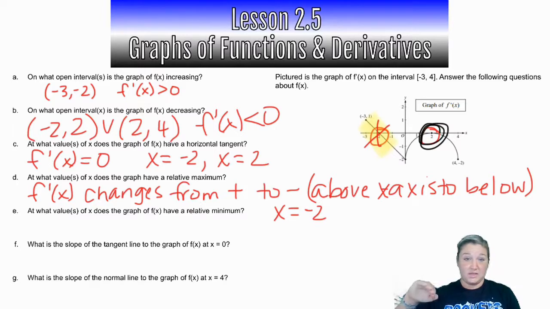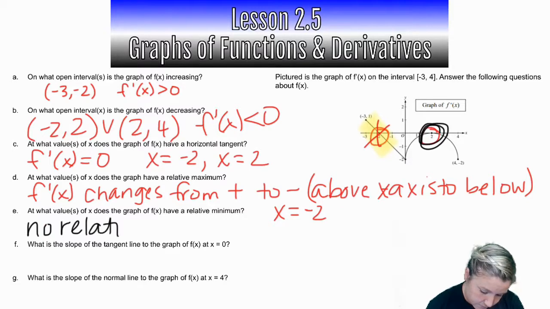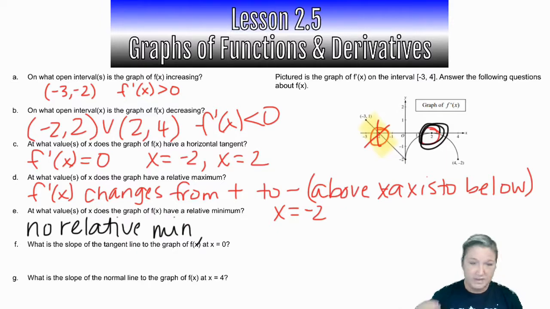Well, it's decreasing. So it's below the x-axis, and then it comes up to 0. So our derivative is 0 at that point. It's a critical value, but it doesn't change to increasing, so it doesn't change to be above the x-axis. So therefore, there is no relative min. Basically, it doesn't ever change from decreasing to increasing.